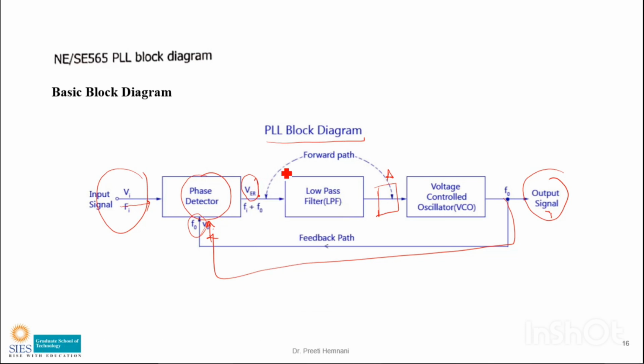Now this error voltage is applied to a low pass filter. Why? Because there will be some high frequency noise at the phase detector output, and it is passed through a low pass filter to remove that high frequency noise and produce a ripple free DC voltage. Noise is always at a higher frequency as compared to the signal. So a low pass filter is a must here to remove that, so that we can get a ripple free DC voltage.